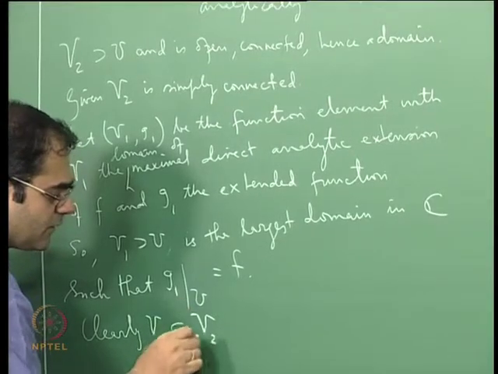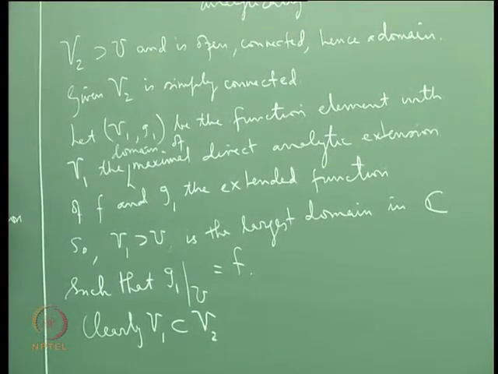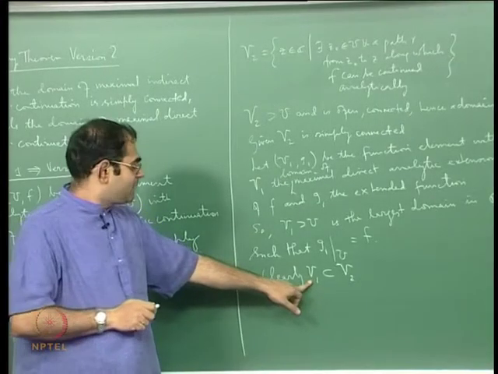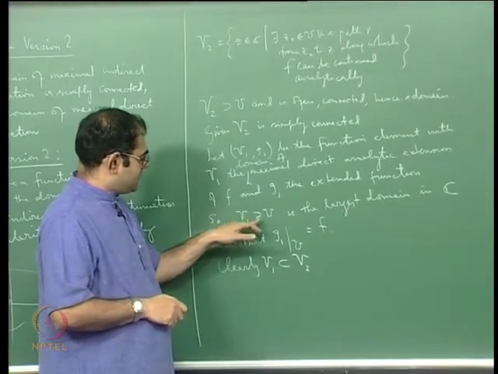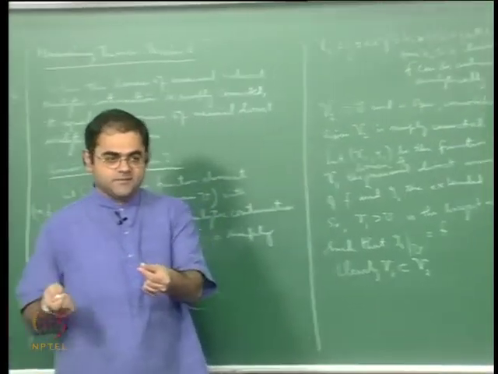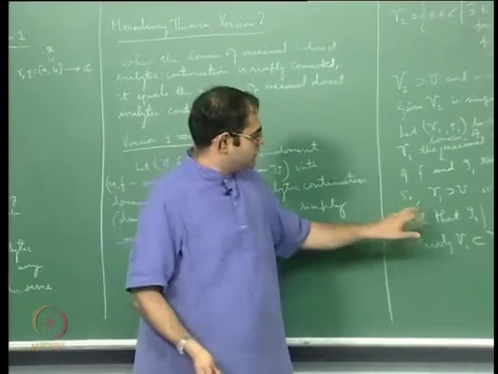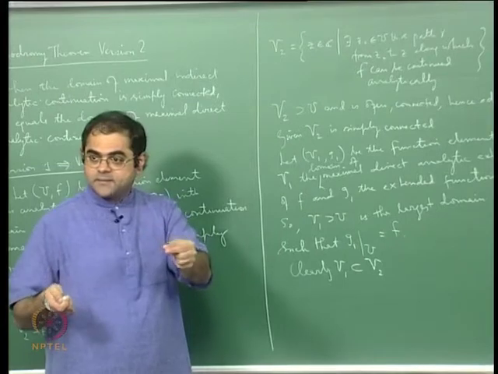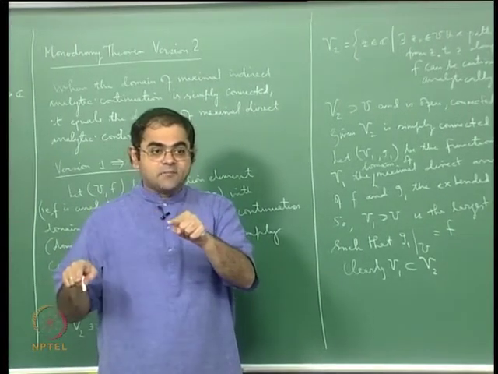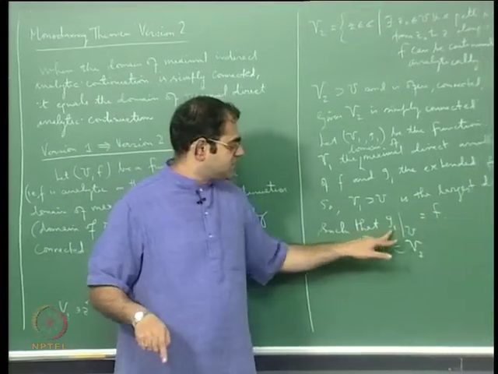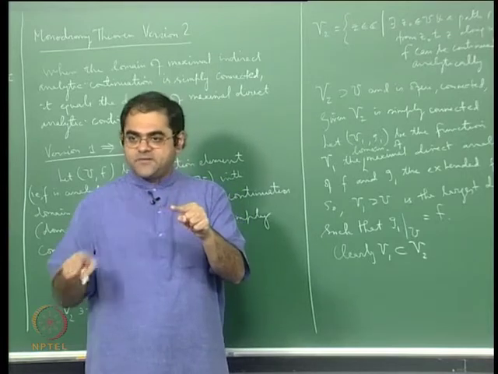Why? Because if you take any point in V1, then that point is connected to U by a path. That's because any two points of V1 are connected by a path. Why? Because V1 is a domain, an open connected set, and an open connected set is also path connected. So if you take a point of V1 and a point of U, they are connected by a path inside V1. Now along that path, starting at the point of U, you have the function F which is G1 restricted to U, and throughout that path G1 is defined. So you can think of G1 as a direct analytic continuation of F along that path.